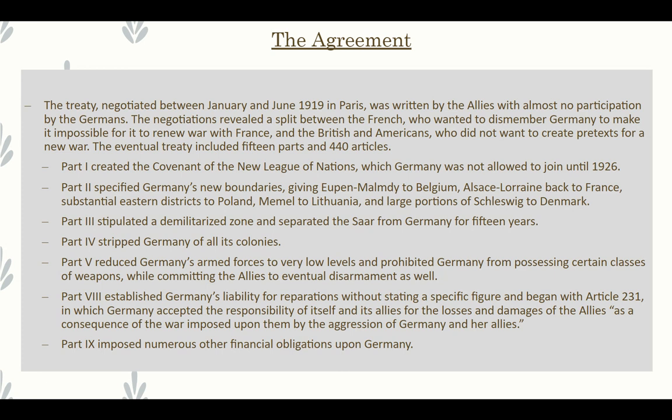Part 1 created the League of Nations that Germany was not allowed to join until 1926. Part 2, Germany had new boundaries. They lost quite a bit of territory. Part 3, a demilitarized zone. Part 4, Germany has no colonies. Part 5, armed forces were very low. Certain classes of weapons were forbidden. Part 8, Germany accepted liability for the war. They would make reparations. There was no specific amount mentioned. Part 9, other financial obligations. We know where this is heading, guys.